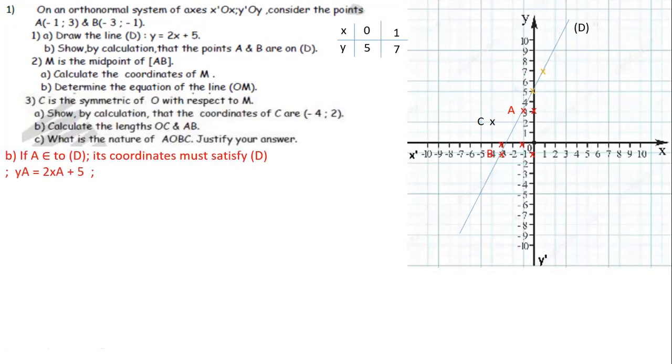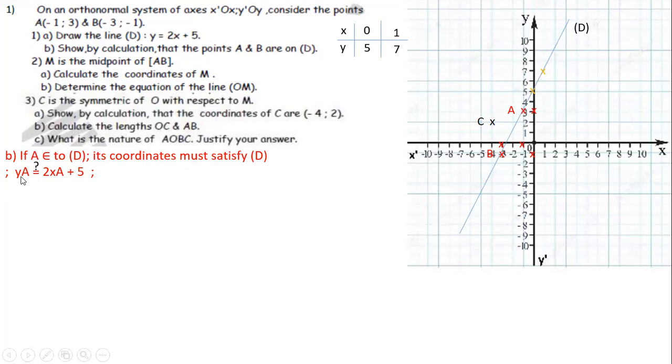So look, Alex, what we do. We should say if A belongs to D, its coordinates must satisfy line D. What do we mean by its coordinates must satisfy? It means that it needs to be the same on two sides. If we replace the coordinates of A in line D, we should get two equal sides as you are saying. So yA, is it equal to 2xA plus 5? So these two should be equal in order to know that A belongs to line D.